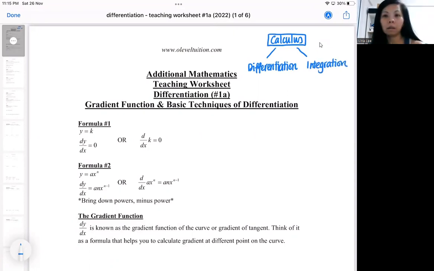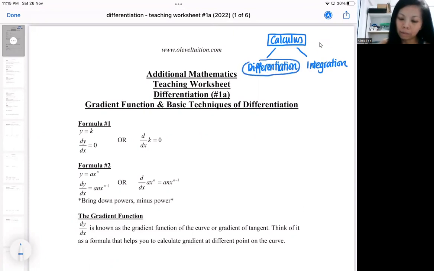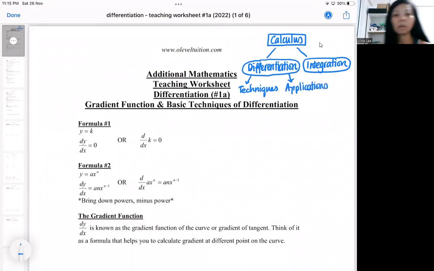Essentially, integration is the opposite of differentiation. Right now, you wouldn't know what is what yet. This is under the big field of calculus. Under differentiation, we're going to split into two sections: the technique, and later on, the application. The focus for this first teaching worksheet 1A is on technique.